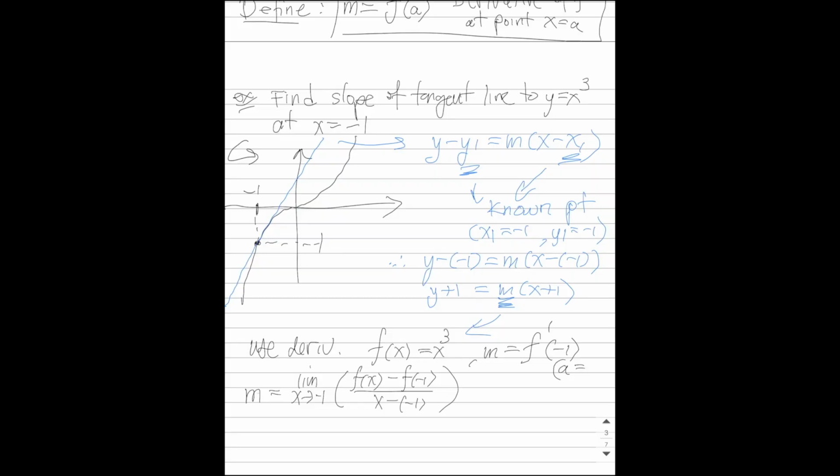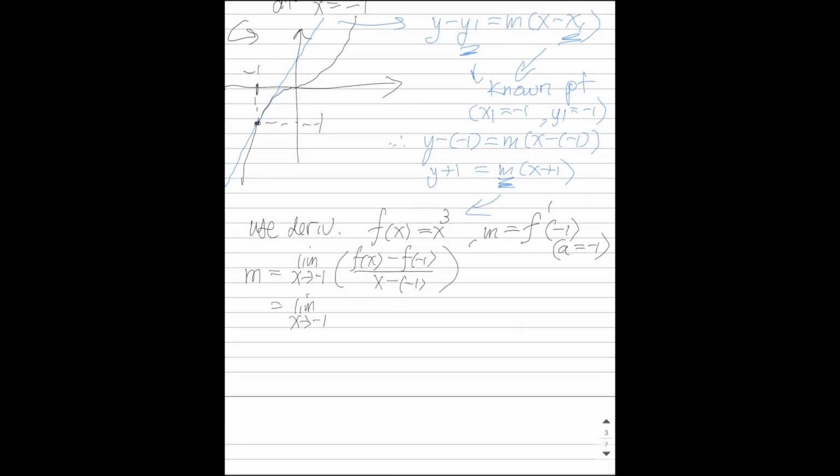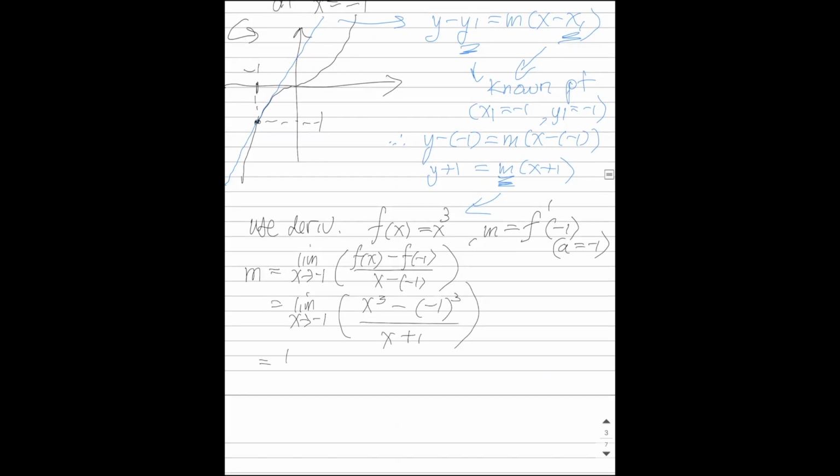I will plug in the function. The function is x cubed. Subtract the value of the function at -1, divided by x plus 1. So this would end up giving me the limit as x gets closer to -1 of (x cubed plus 1) over (x plus 1). And so ultimately what we've got is what I would like to call a strange limit.